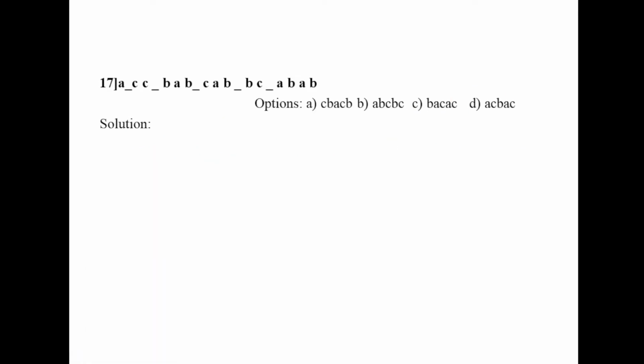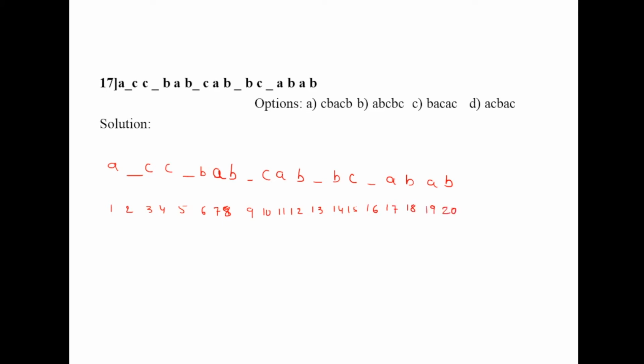Let us solve this very simple question. A dash C, C dash B, again A B dash C, A B dash B, C dash A B, A B. So the first thing is to number it: 1 2 3 4 5 6 7 8 9 10 11 12 13 14 15 16 17 18 19 20. When I get 20, when I get even numbers, I will make groups of 2 each. It helps me solve it very simply.